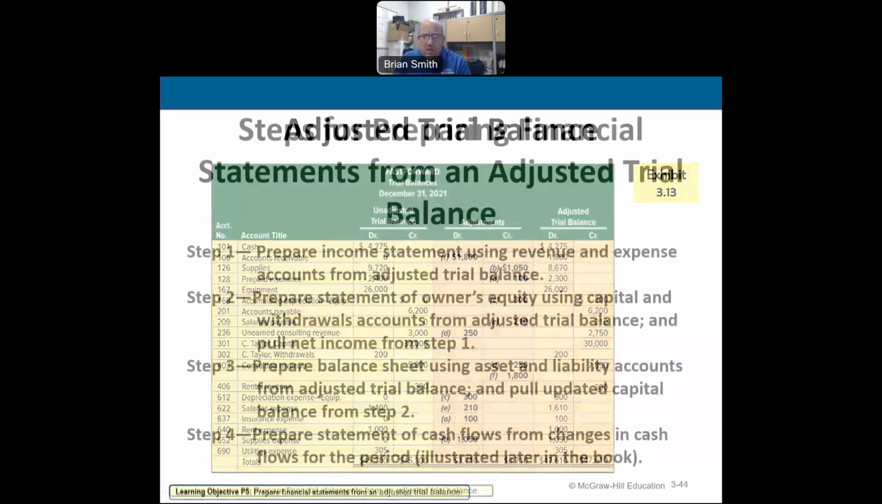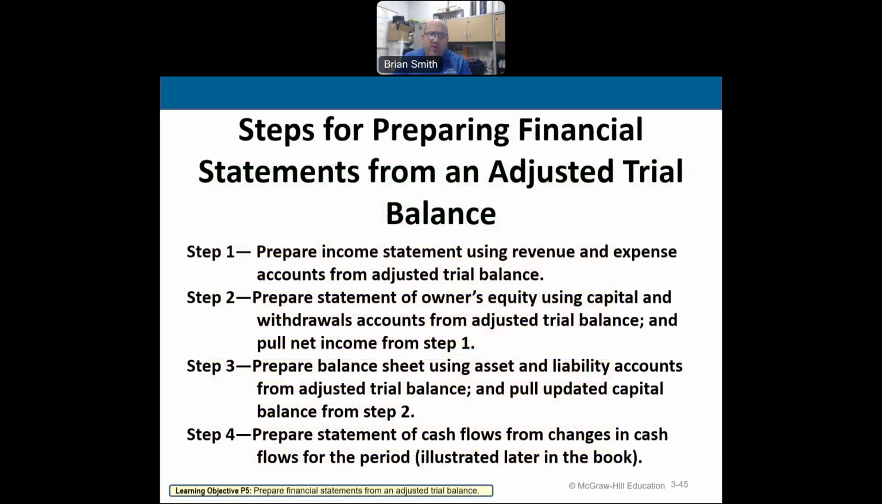Okay. Now, here are steps for preparing the financial statements. You always do the income statement first. Always do that. If you're in my class and I ask you what's the first financial statement you make, I hope you all enthusiastically yell income statement. If you do, I would be so happy, because most of the time everyone looks at me funny. But income statement first. Then we do the statement of owner's equity.